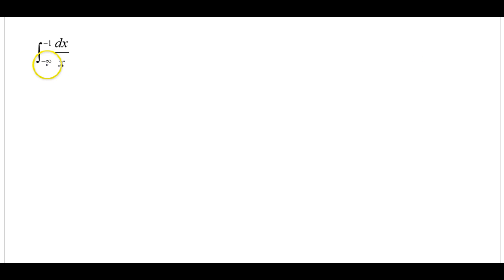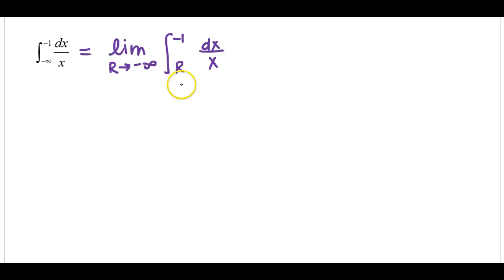Alright, looking at this next example, the integral from negative infinity to negative 1 of dx over x. So we'll start by writing this as the limit as r approaches negative infinity this time of the integral from r to negative 1, so replacing where negative infinity was with r, of dx over x.